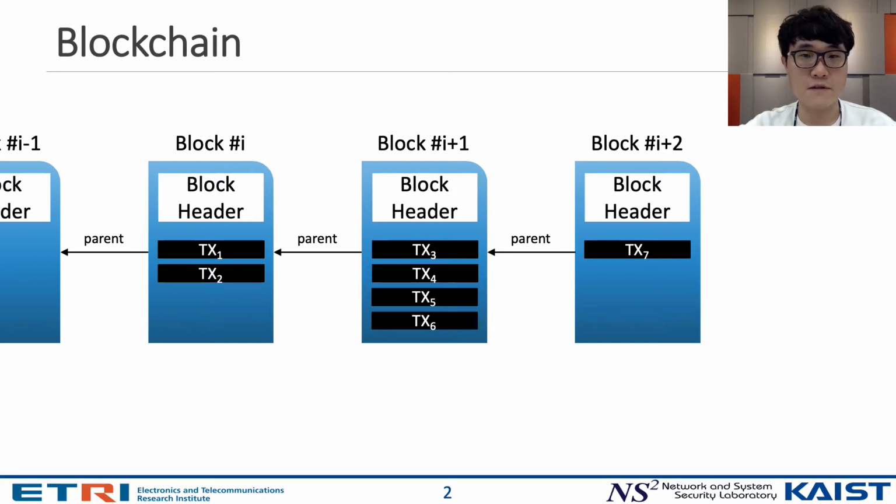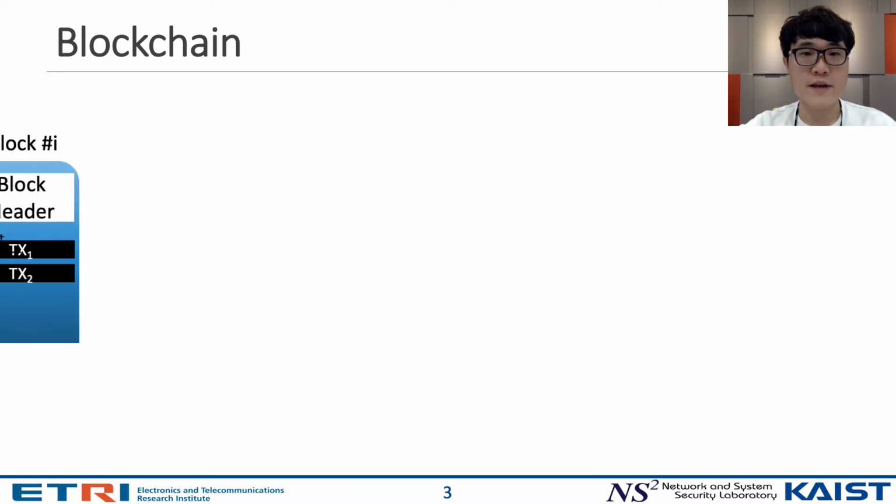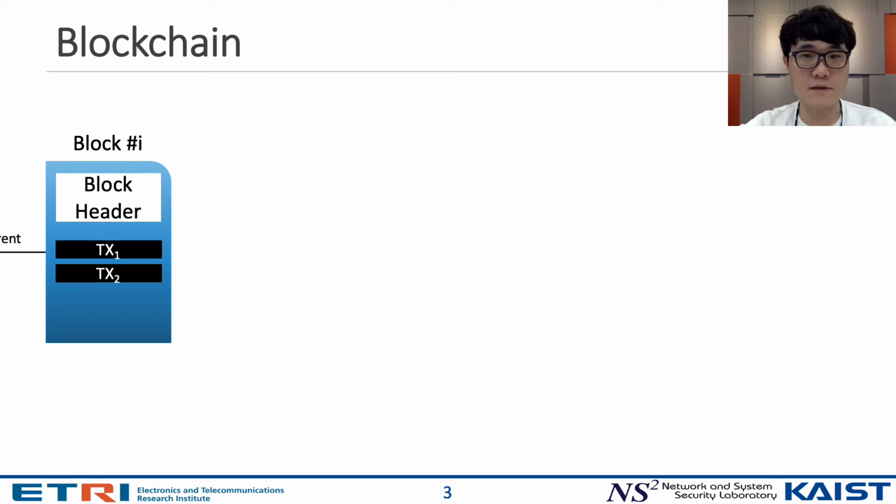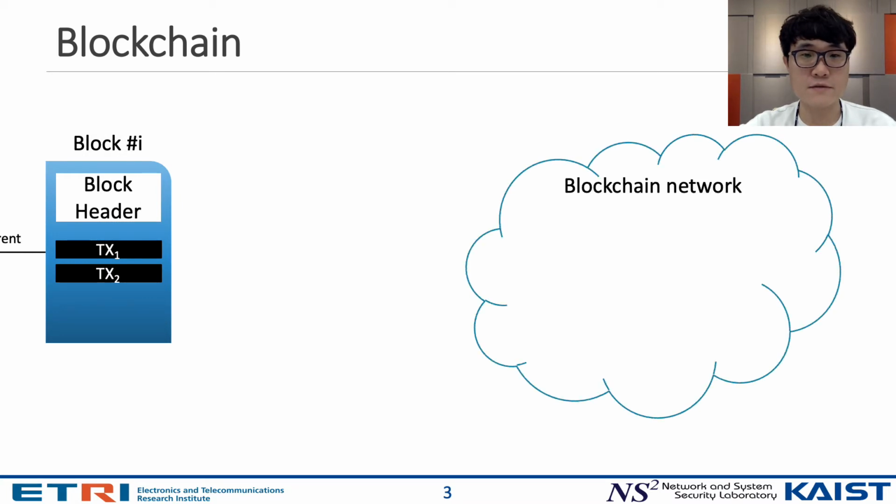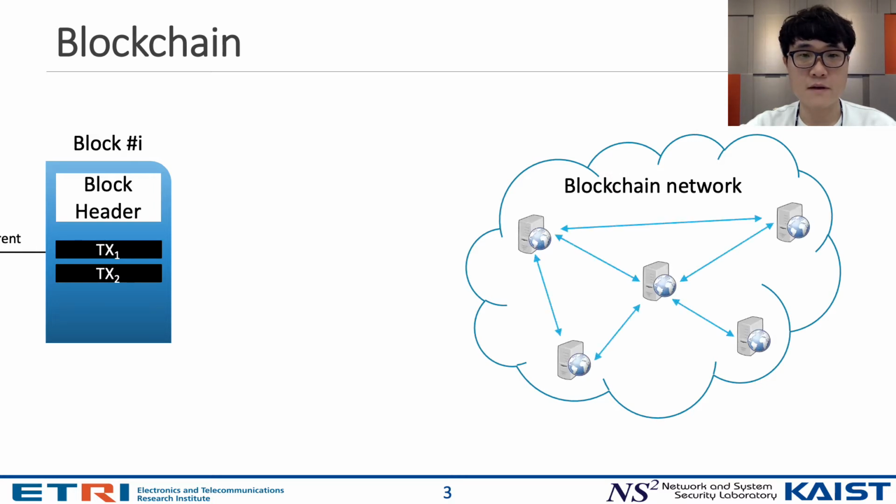Then how are blocks produced and appended to this list? Suppose we have a blockchain up to the block number I. As you can see on the right, there is a blockchain network comprising a number of participating nodes. Some of them are user nodes who make transactions. A transaction can be a token transfer or an invocation of smart contract code. There are also miners who want to produce blocks.